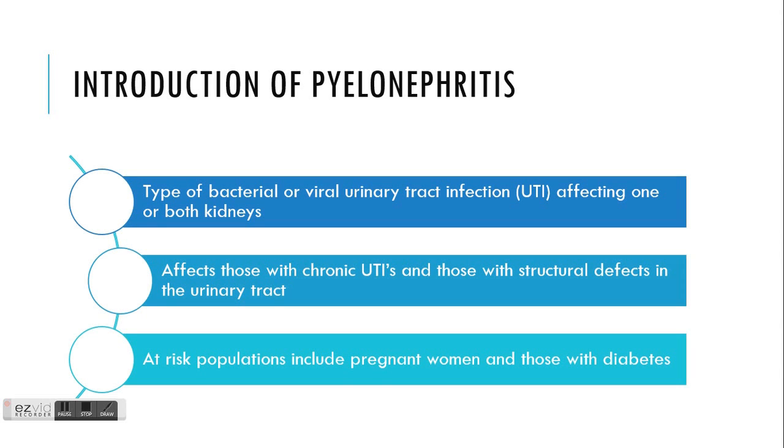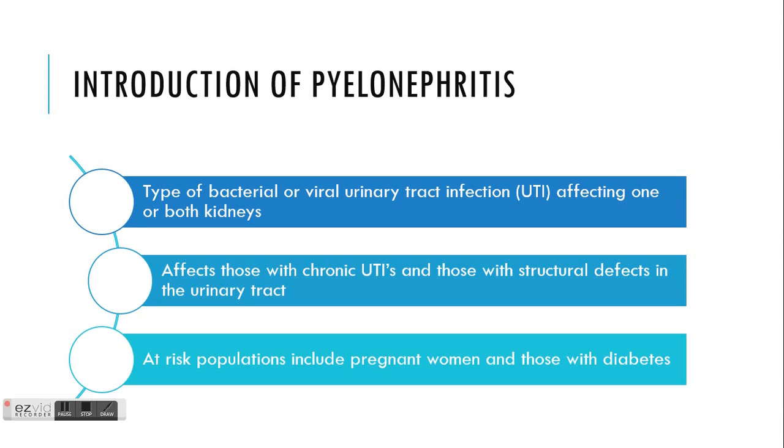An introduction to pyelonephritis. This is a type of bacterial or viral urinary tract infection, or UTI, that can affect one or both of the kidneys. A urinary tract infection is really any sort of infection involving any part of the urinary system, from the kidney all the way down to the urethra where urine leaves the body. It affects those with chronic urinary tract infections and those with structural defects in the urinary tract. So if we see patients with chronic UTIs, this can lead to an increased incidence of pyelonephritis.